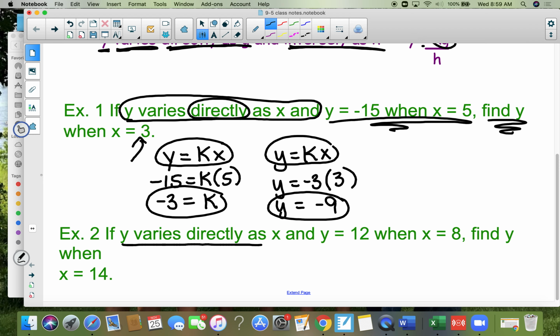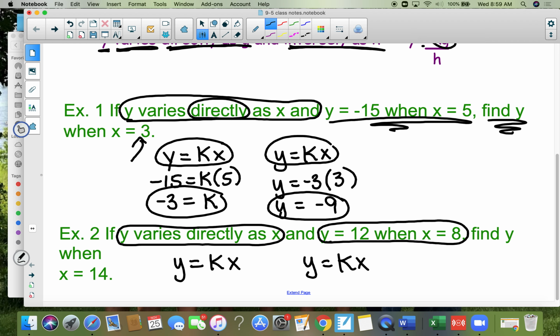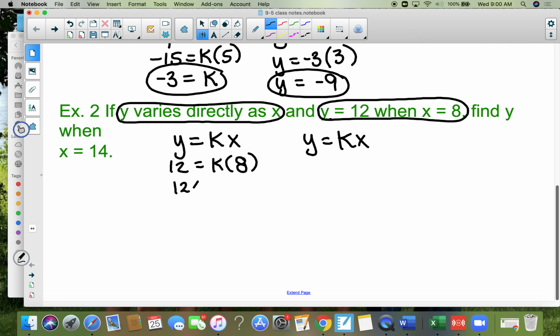If y varies directly as x, so y equals, directly means to multiply, so it's kx. And what I like to do is write it out twice. The first equation, we're going to find the k. So here's my first equation, when y is 12 and x is 8. Everybody see that? When y is 12 and x is 8. So I'm going to get 12 divided by 8 equals k. And 12 divided by 8 is the same thing as 1.5 equals k, if you want to put it into your calculator.